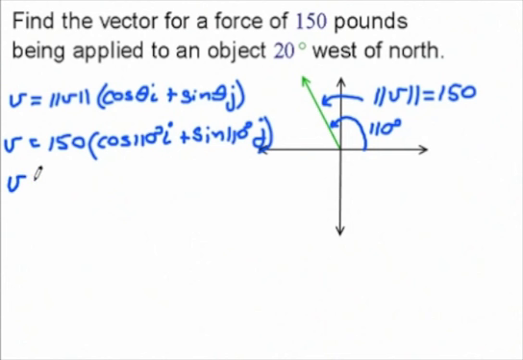And if we calculate this out, I would distribute the 150 and figure out what 150 cosine 110 is and 150 sine 110 is, and then just write their approximate answers in. And what we get is a negative 51.3 i plus 141.0 j after a little bit of rounding. And that kind of corresponds to where we are, 51 this way and 140 up that way. And that would be the vector with a force of 150 pounds being applied to a 20 degree west of north direction.